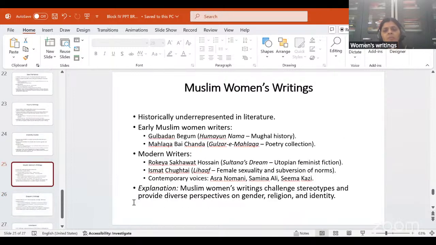Right? And you see Muslim women's writings also as a part of our learning. So historically, they are underrepresented in literature, to be very honest. Early Muslim women writers were like Gulbadan Begum, who wrote Humayun Nama, a Mughal history. And you see Mah Laqa Bai Chanda, who wrote Gulzar-e-Mahlaqa. So it's a poetry collection. Modern writers, when you look at Rokeya Sakhawat Hossain, who wrote Sultana's Dream, a utopian feminist fiction. Ismat Chughtai also wrote Lihaf. It's about female sexuality and subversion of norms. And you see contemporary voices like Asra Nomani, Samia Ali, Seema Kazi. These people wrote modern works where Muslim women's writings challenge stereotypes and provide diverse perspectives on gender, religion, and identity.